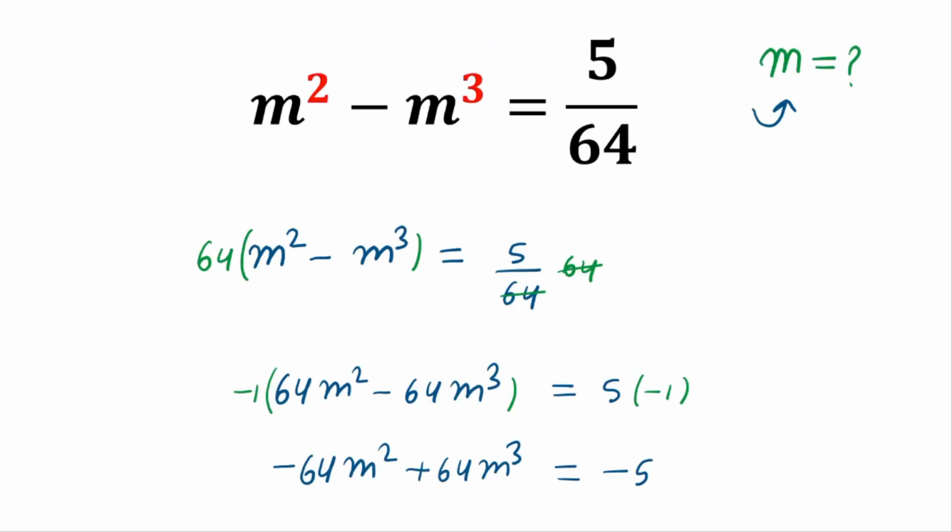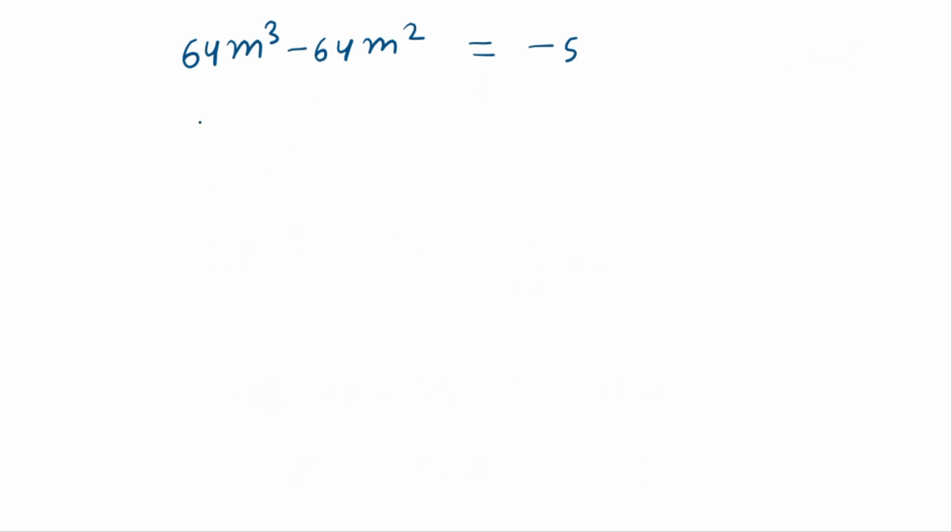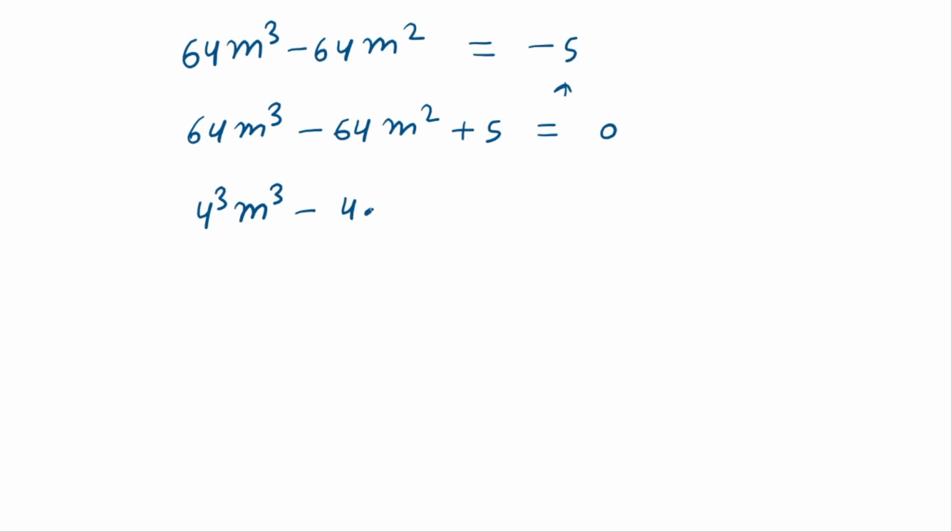Here on the right hand side we have minus 5. Now 64 m cube minus 64 m square, and if we take this minus 5 to the left hand side, then this is plus 5, and this equals 0. Look carefully, this 64 is 4 power 3, m cube minus, and this 64 is 4 times 4 square, m square plus 5, and this equals 0.